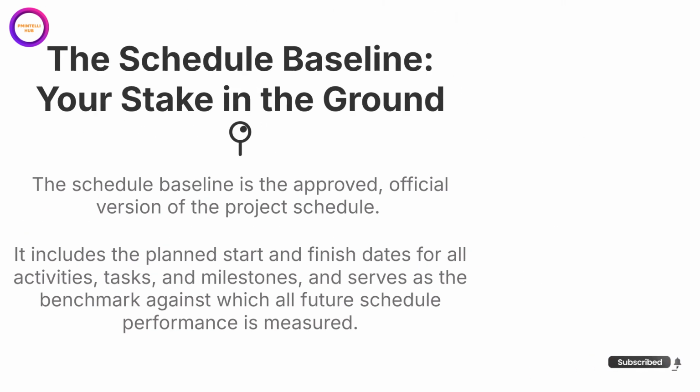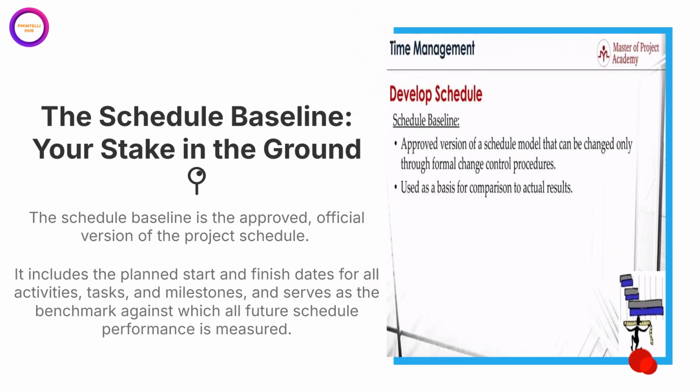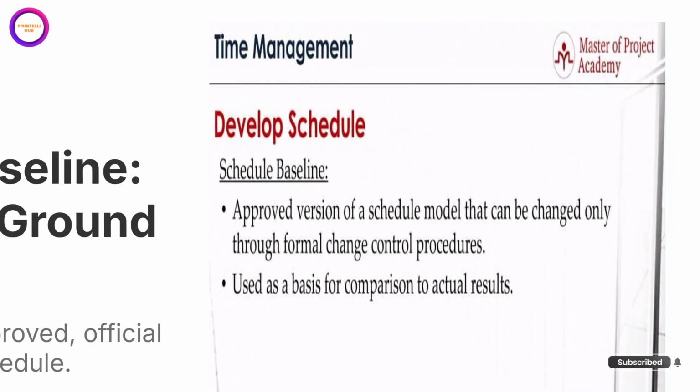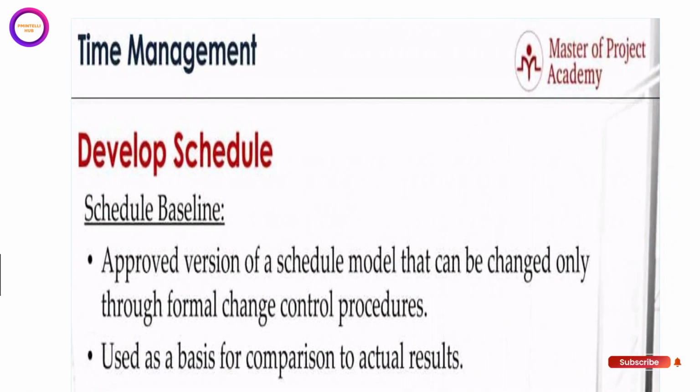Now, if you look at the image on the right from the Master of Project Academy, it adds two crucial points. First, the baseline is an approved version of the schedule that can only be changed through formal change control procedures. This is key. The baseline is meant to be stable. If a change is necessary due to a scope change, for example, it has to go through a formal process. You can't just change it on a whim, as that would defeat its purpose as a benchmark.